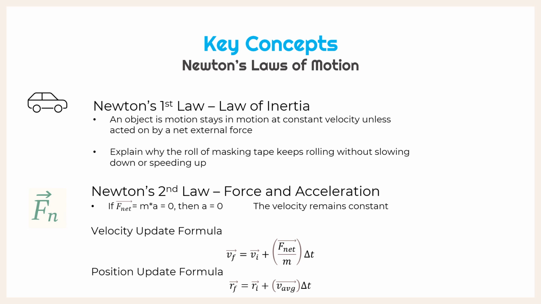Newton's first law states that an object will stay in motion at constant velocity unless acted on by an external force, and that's why the tape keeps rolling smoothly. Newton's second law shows that if the net force is zero, the acceleration will be zero, which explains the constant velocity. And these two equations come from Newton's second law and describe the motion update over time.